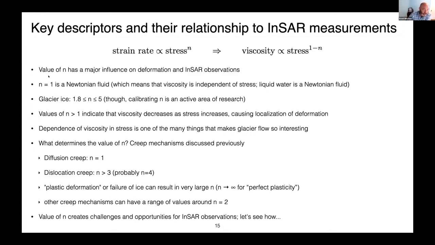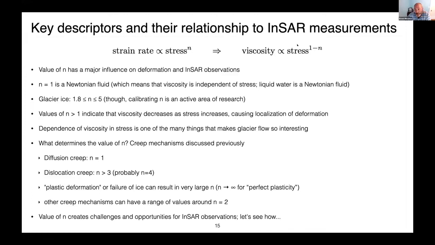So just to hammer this down in the things that you know. n equals 1 is a Newtonian fluid. That simply means that the viscosity is independent of stress. So liquid water is a Newtonian fluid. But glacier ice, like we mentioned before, has values of n somewhere between 2 and 5. Although I'll just point out that calibrating the value of n is very much an active area of research that InSAR can contribute directly to.